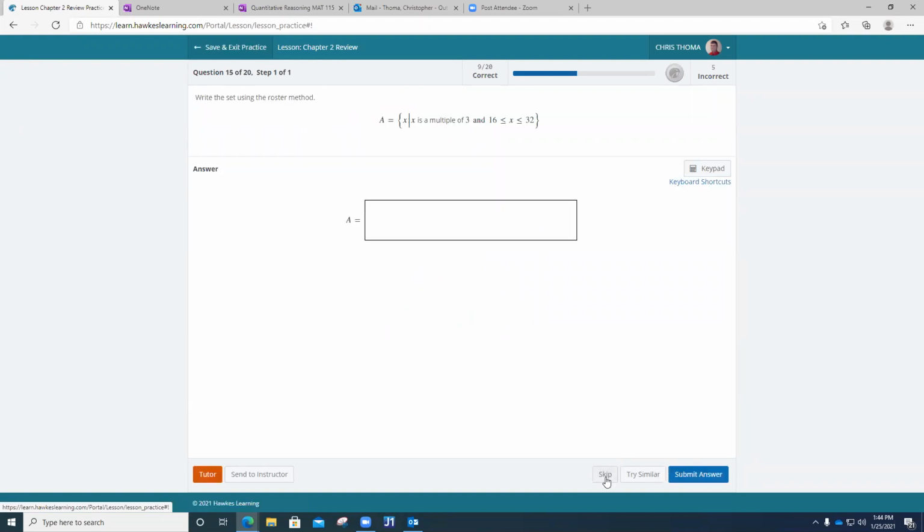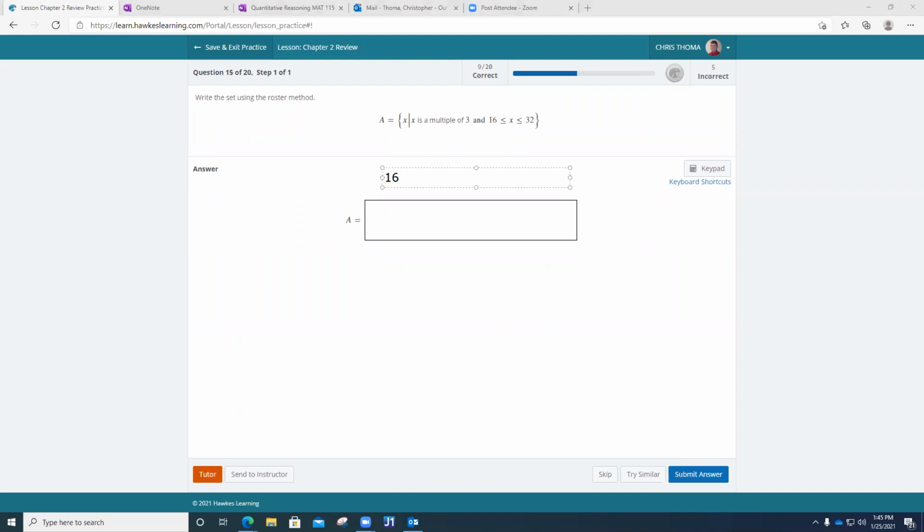Definition problem. So writing this out in roster method. Roster method is just listing out the numbers. So let's go through our set here. We want x is a multiple of 3 between the numbers 16 and 32. I'll do it again on the outside where it's a little bit neater. So we're going to list all the integers between 16 and 32.